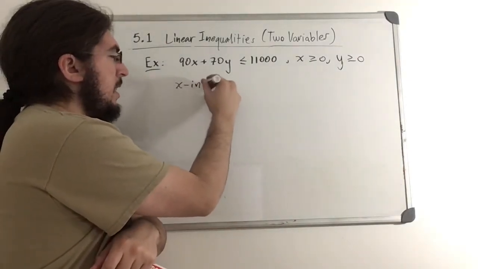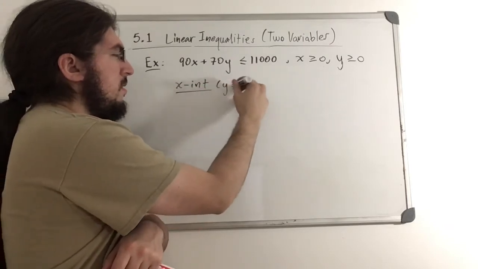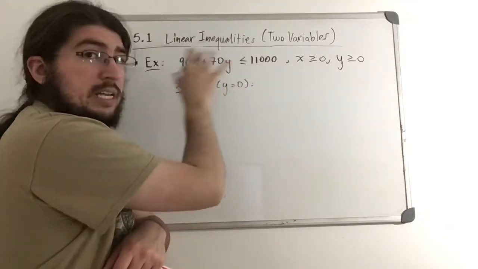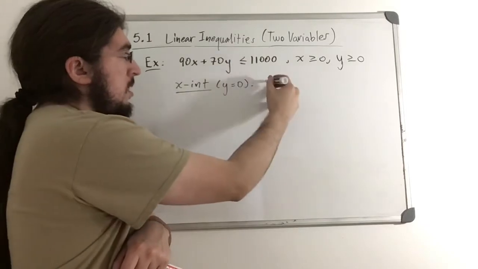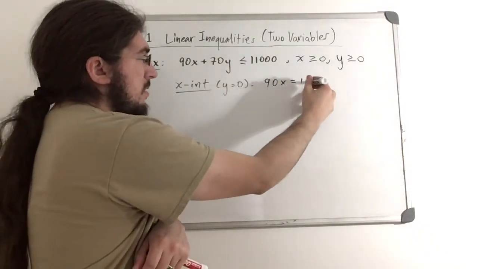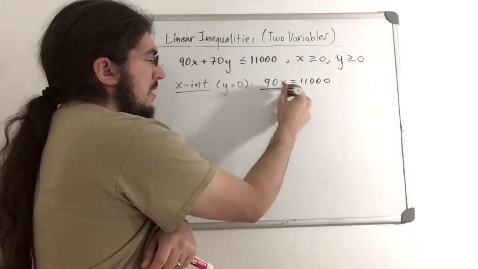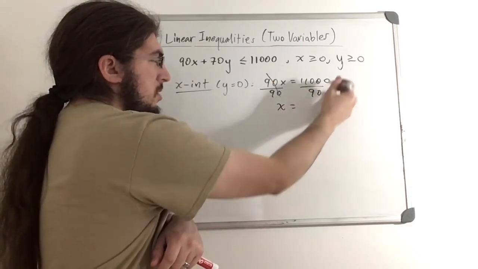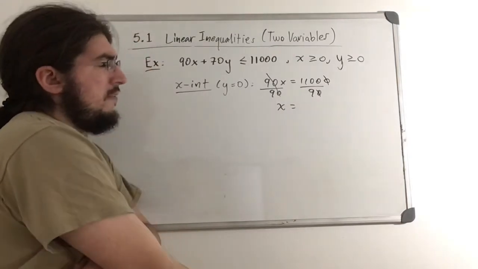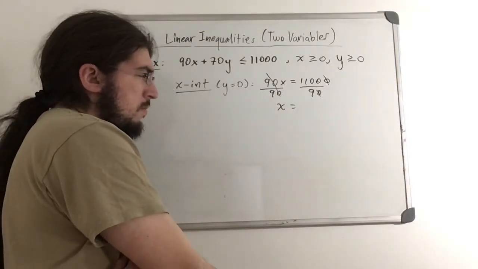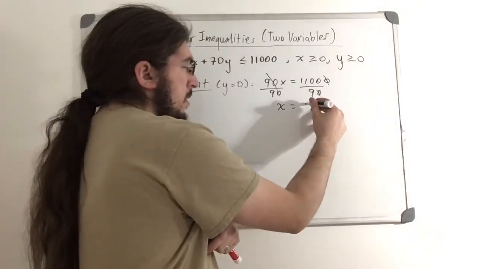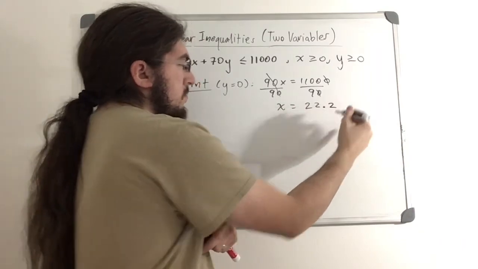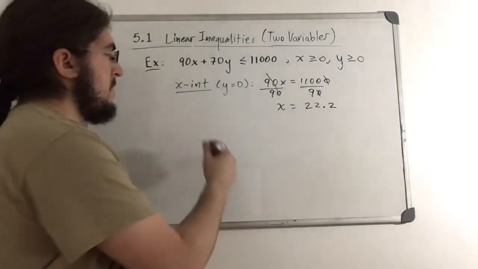To find the x-intercept, remember what you do, you set y equal to 0. So in this equality, if it was equal to, we would get 90x is equal to 11,000. Divided by 90 gives us x is equal to, the zeros cancel, 1100 over 9. With my calculator, I'm getting about 122.2.